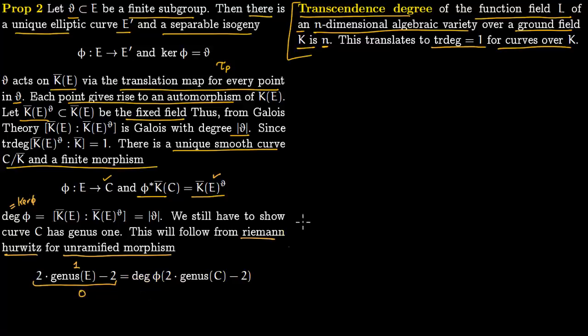You can find this on page 75 of Silverman. There is a small typo in the book regarding this, so this is the correct formula, and you can put a 2 in front of the formula in the book. This is page 75 of Silverman's book, The Arithmetic of Elliptic Curves.